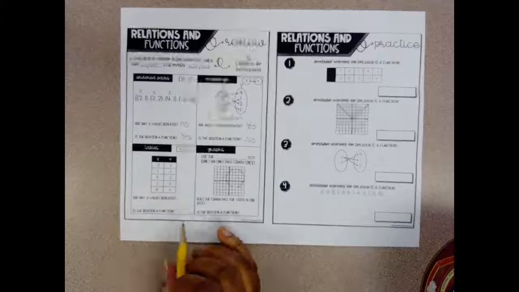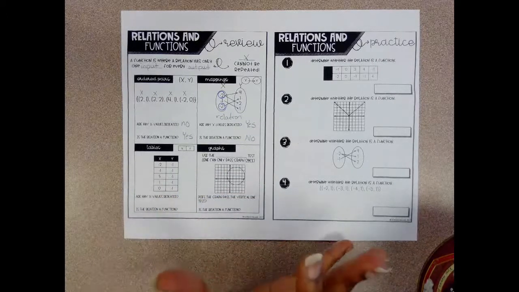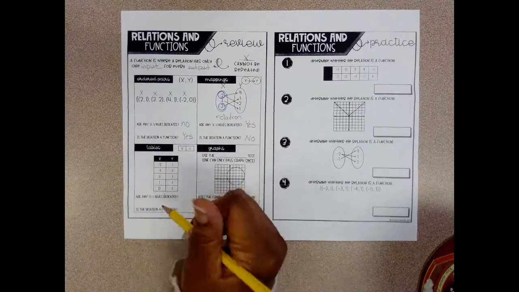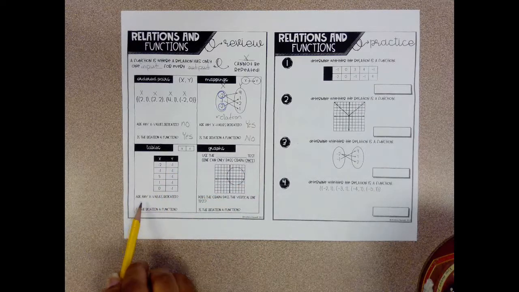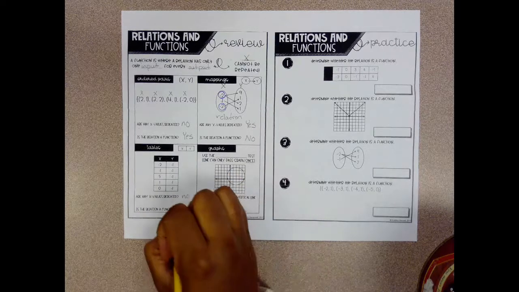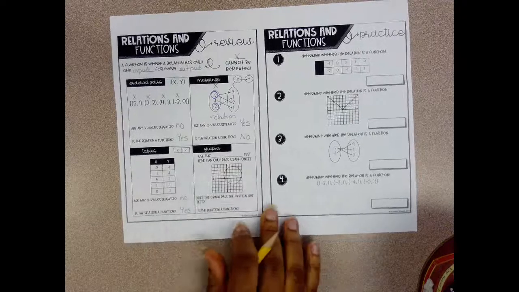From a table, it's kind of the same thing. A table kind of better organizes things for you because it generally puts things in numeric order. So if I look at my table here, are there any x values that repeat? No, there's not. So is this a function? Yes, it is.